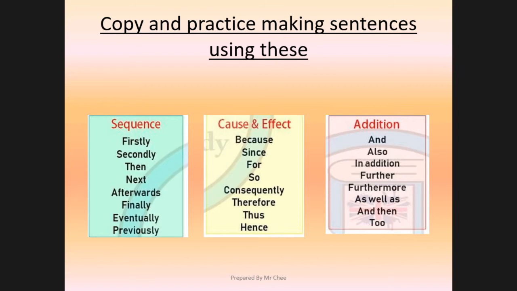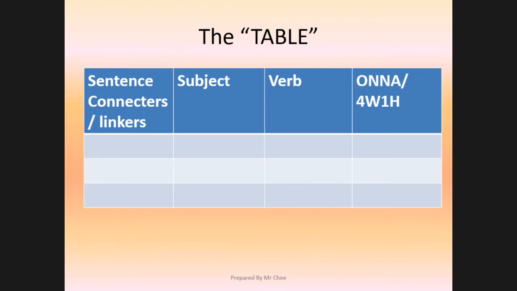Let's look at sequence. The first ones are firstly, secondly, then, next, afterward, finally, eventually, previously. We can use these in our essay. Cause and effect: because, since, for, so, consequently, therefore, thus, and the last one is hence. This is the third one, addition. Let's go through the next slide. We go back to the table again.